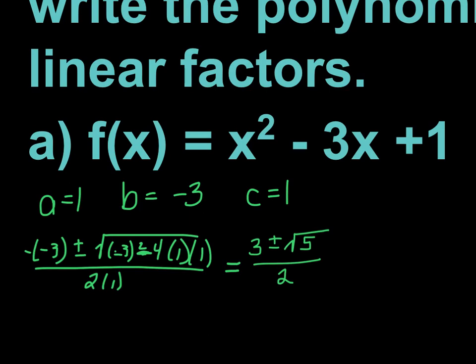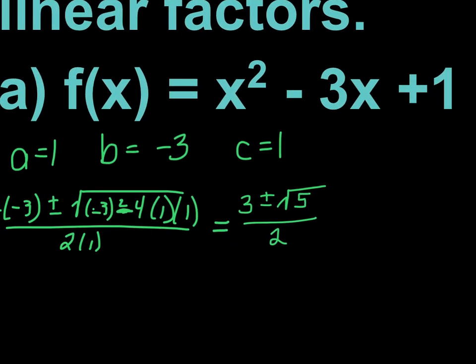So how many solutions do I have here? 2. All right. Last period, someone asked, how do I have 2? If you guys need to write it out to see it, do that. It's 3 plus root 5 over 2 and 3 minus root 5 over 2.